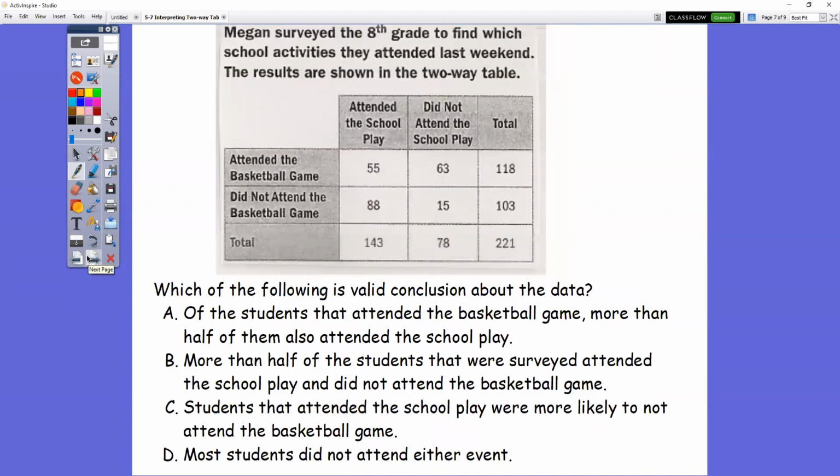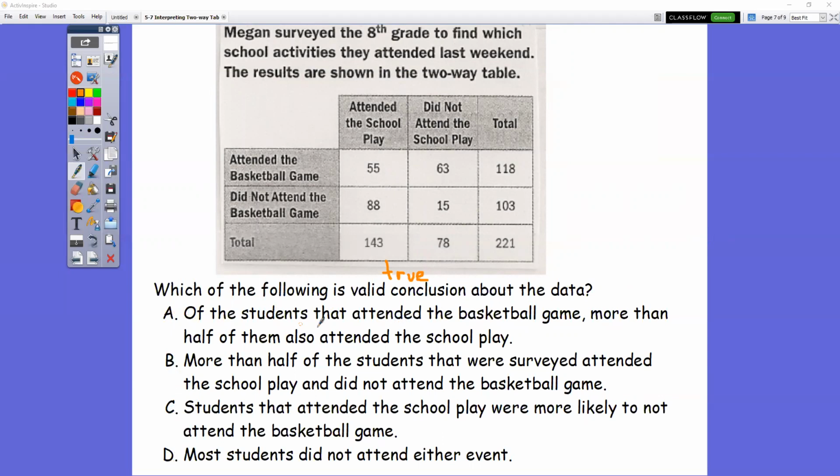Take a look at the next one. Which of the following is a valid conclusion? Valid conclusion means a true statement about the data. So again, we're still looking at the basketball game and school play stuff. The only way to do it is process of elimination.